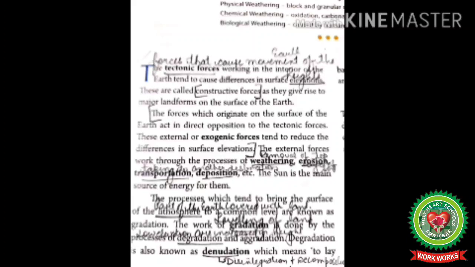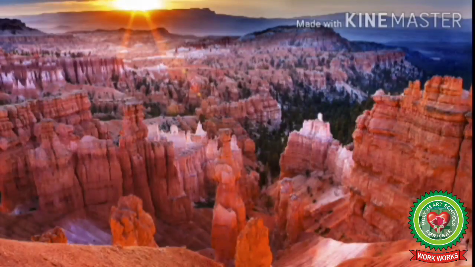The work of gradation is done by the processes of degradation, which means when the landforms of high elevation are reduced in height, and aggradation, which means when the landforms of low elevation are increased in height. Degradation is also known as denudation, which means disintegration and decomposition of rocks, or to lay bare. The process of denudation includes weathering and erosion. Now next we will be discussing weathering in detail.